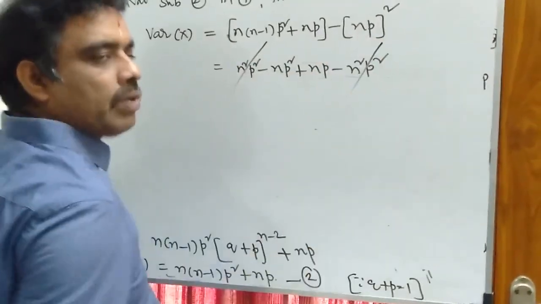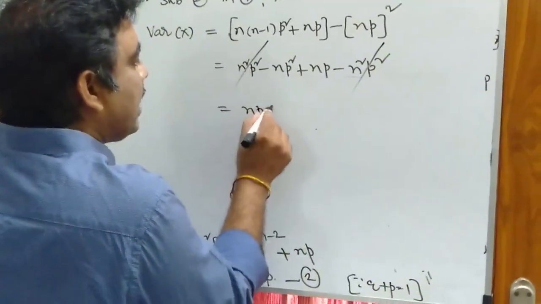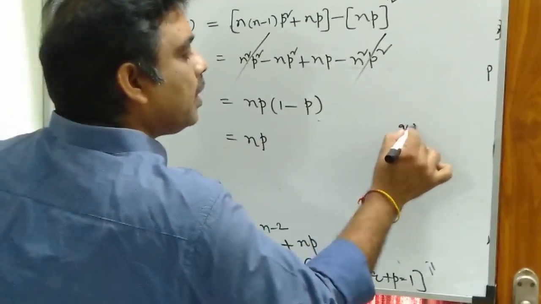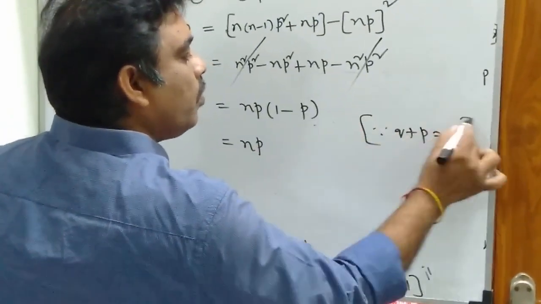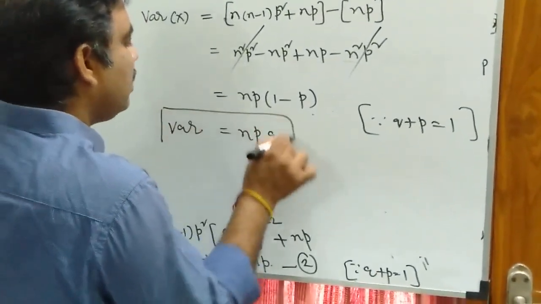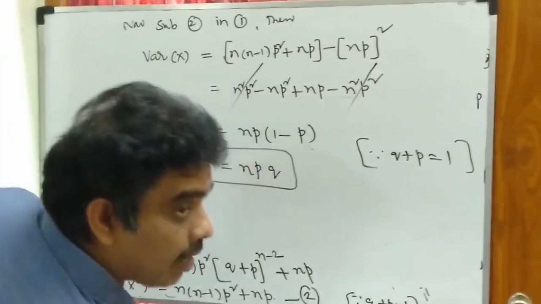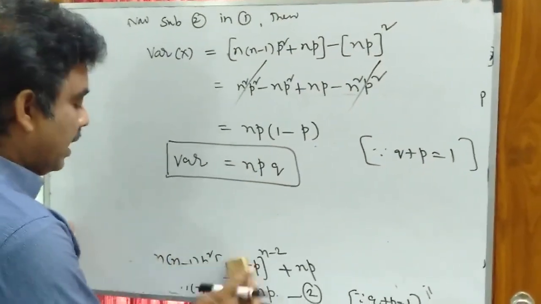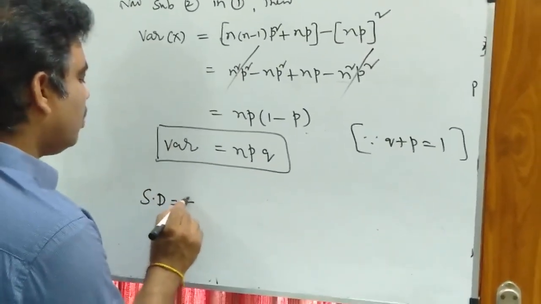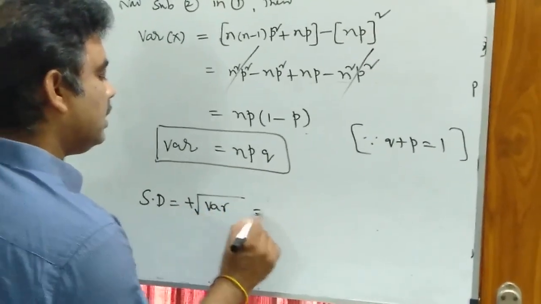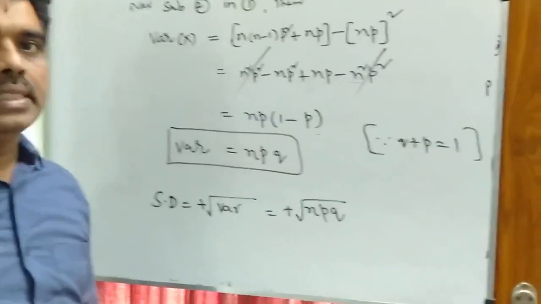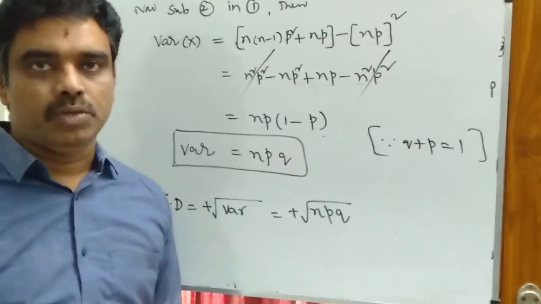So n square p square gets cancelled. Taking np outside, we get 1 minus p. But 1 minus p, we know that q plus p is equal to 1, so the q value becomes 1 minus p. So this is equal to q. This is the variance of the binomial distribution. The variance of the binomial distribution is npq. Similarly, we can find the standard deviation also. The standard deviation is equal to the positive square root of variance, that is plus root of npq. So root npq is the standard deviation for the binomial distribution.